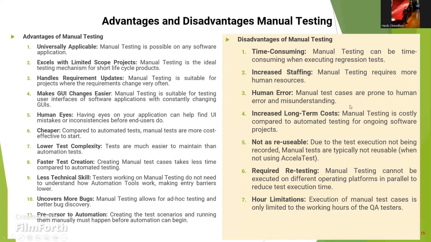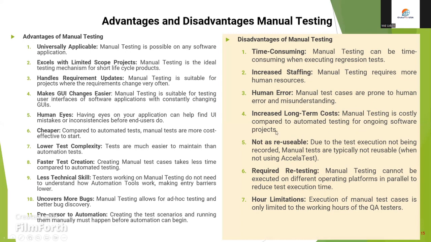Yeah, so increase the staffing. Human error: manual test cases are prone to human error and misunderstanding. But with automation, whatever you feed it, it will give you the same accurate result. It will not make mistakes, because it is operated by a machine.